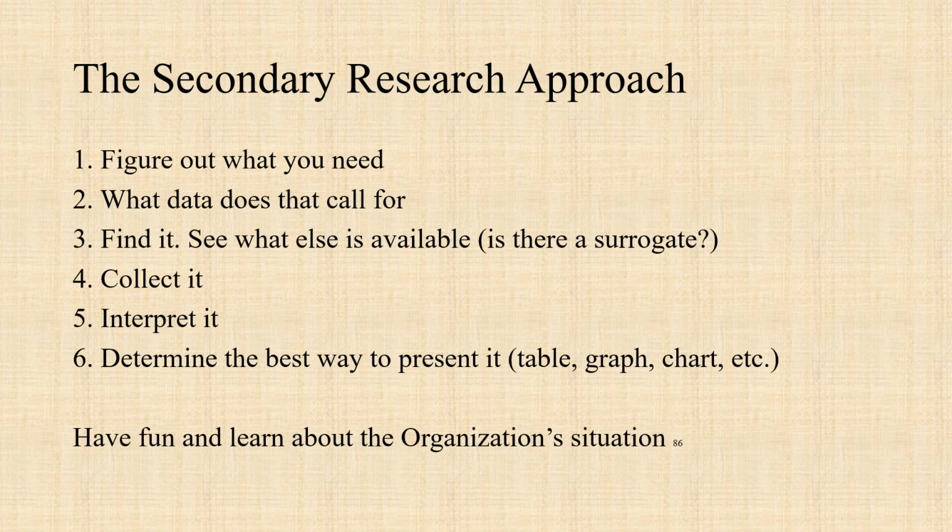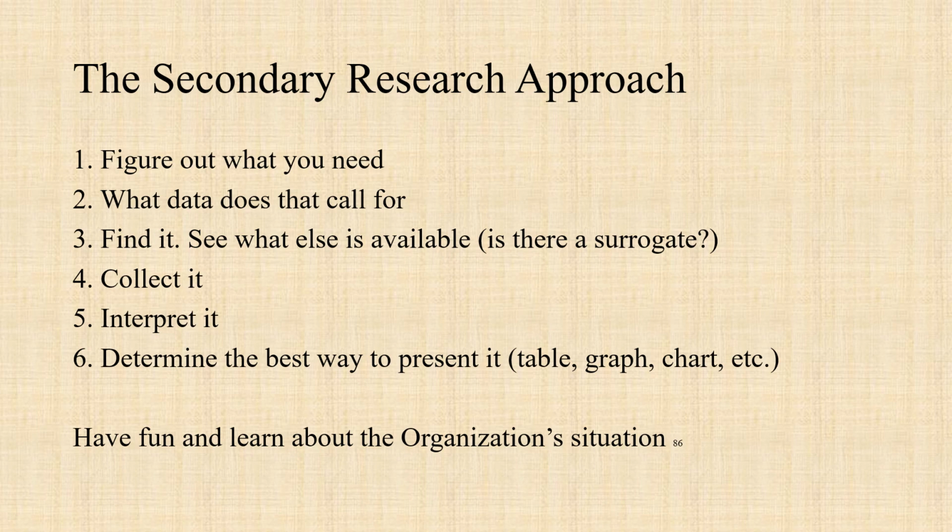Now, let me just finish with the secondary research approach. The way to think about secondary research is this way. Try to figure out what it is that you need. Then, what data does that need call for? That is, what piece of data would answer the question of the information that you need? Then you need to find it. And if you can't find it, you need to see what else is available. Is there a surrogate for that?